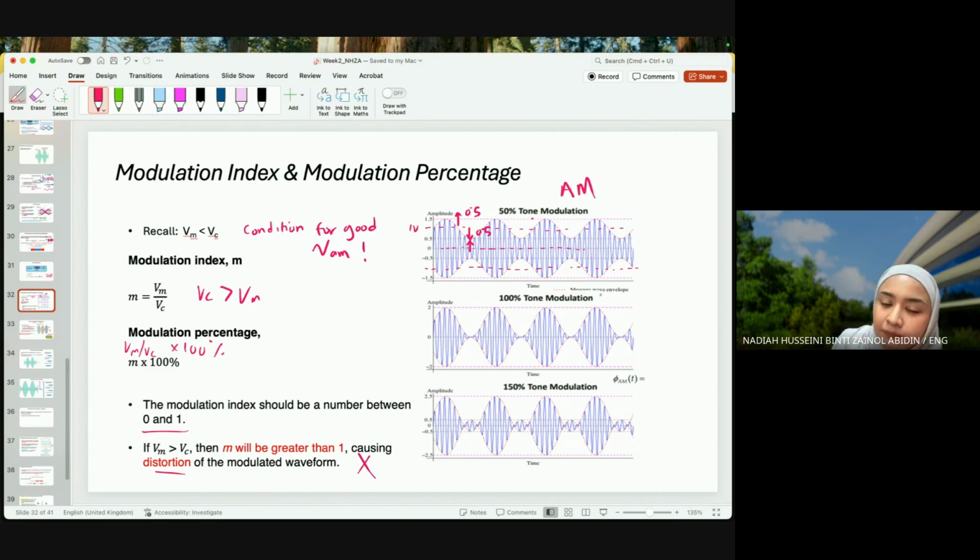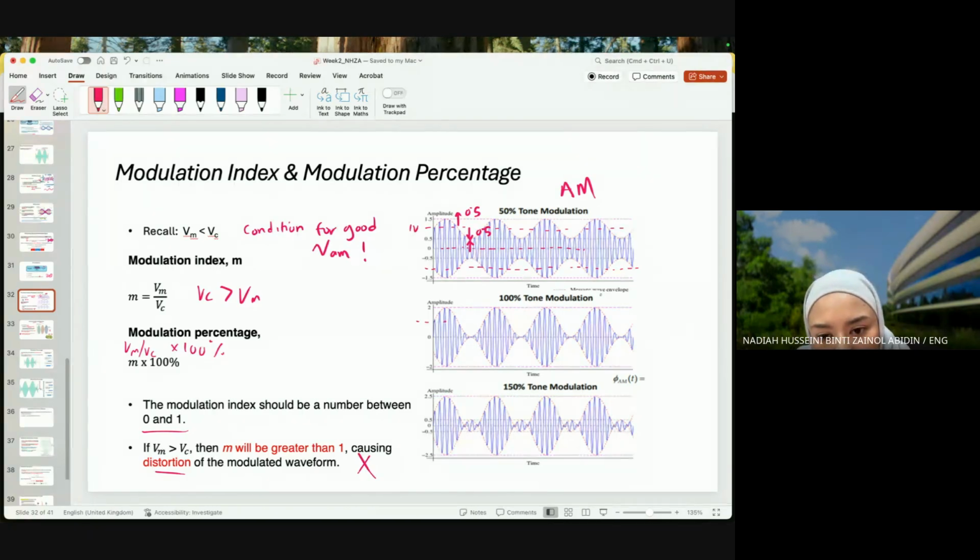Let me rephrase that. If your modulating signal goes up or down 50% of the carrier wave, then it is 50% modulation. If I use voltage values, if your modulating signal is 0.5 volt and your carrier wave is 1 volt in peak, therefore you have a 50% modulation. Okay, it's just a ratio. What happens if it is a 100% modulation? Which means that your Vm is equal to Vc.